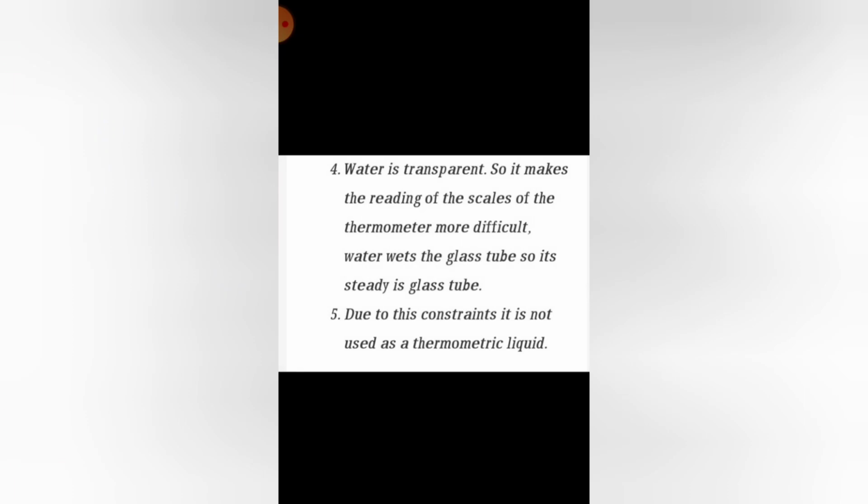நெக்ஸ்ட்டு ஃபோர்த் பாயிண்ட், water is transparent so it makes the reading of the scales of the thermometer more difficult. ஸோ இப்போ இது லிக்விடாக இருக்கிறதுனாலையும் ஷைனிங் அண்ட் ஒப்பேக்காக மெர்க்குரி இருக்கிறதுனால ரீடிங் ஈஸியாக இருக்கும். Water wets a glass tube. ஓகேவா. அப்போ தண்ணி சைட் டியூப்ஸில் ஒட்டிக்கும், ஆனால் மெர்க்குரி சைட் டியூப்ஸில் ஒட்டாது, டைரக்டாக கீழே ஃபால் டவுன் ஆகிடும். லாஸ்ட் ஒன், due to this constraint it is not used as a thermometric liquid. மேற் சொன்ன எல்லா ரீசன்னால தான் வாட்டரை யூஸ் பண்ணக்கூடாது, மெர்க்குரியை யூஸ் பண்ணிக்கிறோம்.